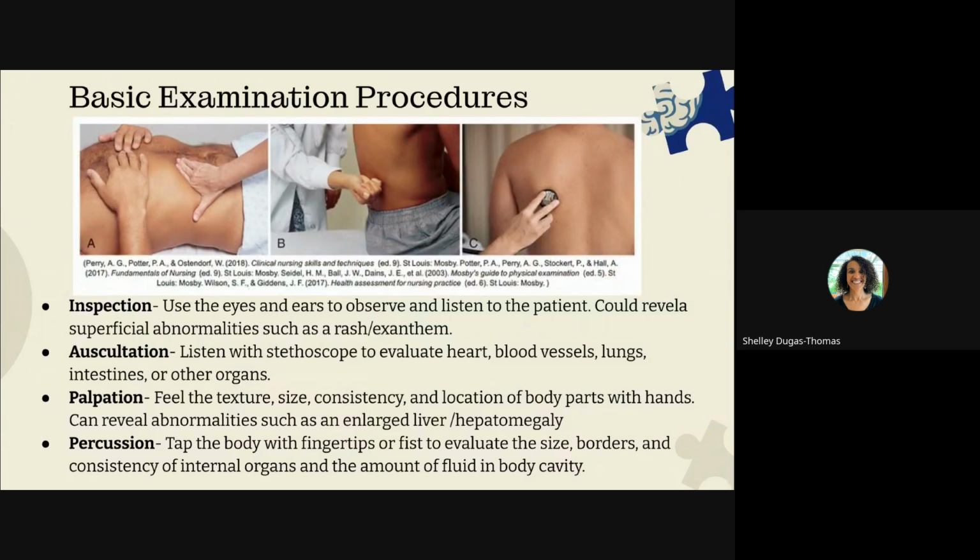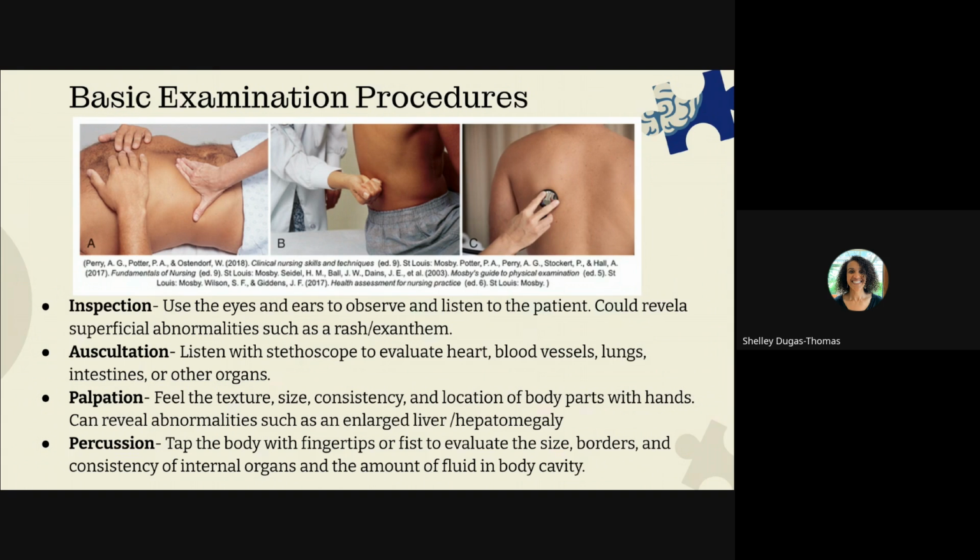So, inspection. This is looking and listening. There is not a visual for this one. It starts the moment you walk into the room. Is the skin pale? Do you see a rash? The rash is also known as exanthem.